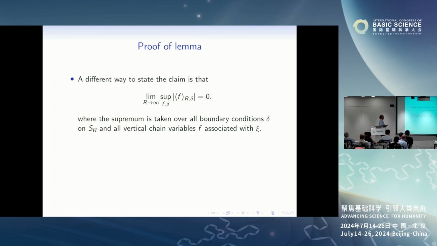A different way to write this claim is that if you fix r, then take the supremum over all vertical chain variables through the origin. So you take the line connecting the origin to the point n steps above, and you take one element from each pi omega. So you take this product. There are only finitely many choices of f. And then you take this expectation, maximize over all these variables and all possible boundary conditions on the restricted slab. This number that you get, as r goes to infinity, has to go to 0.